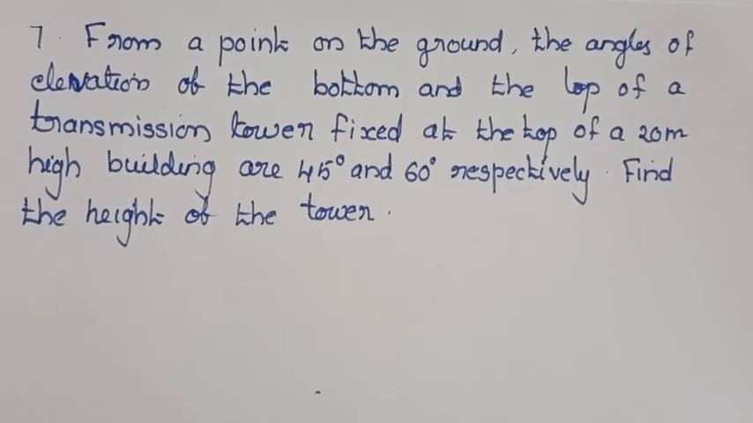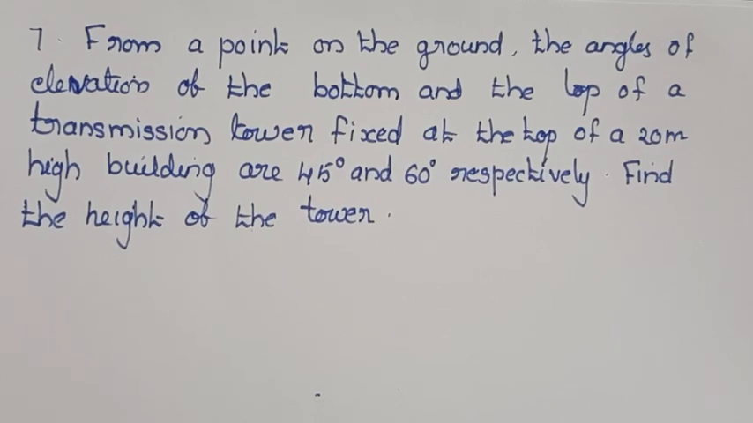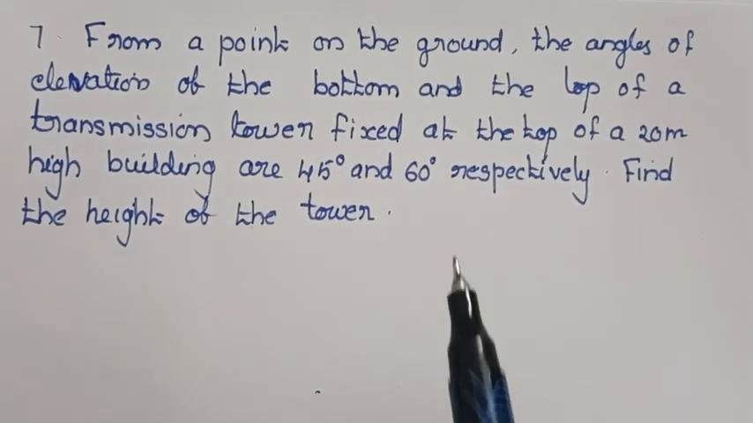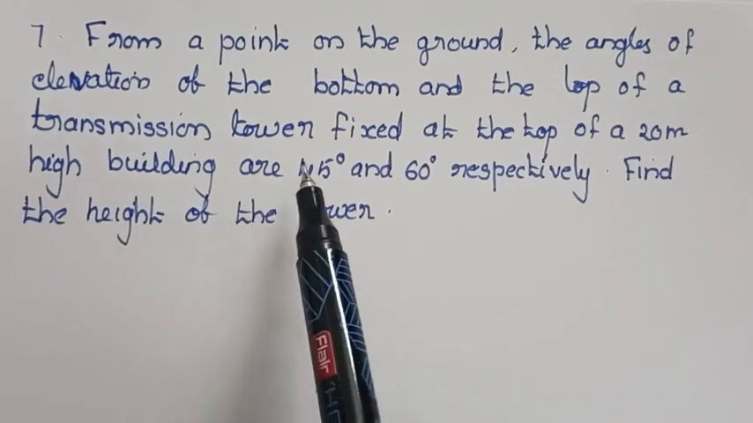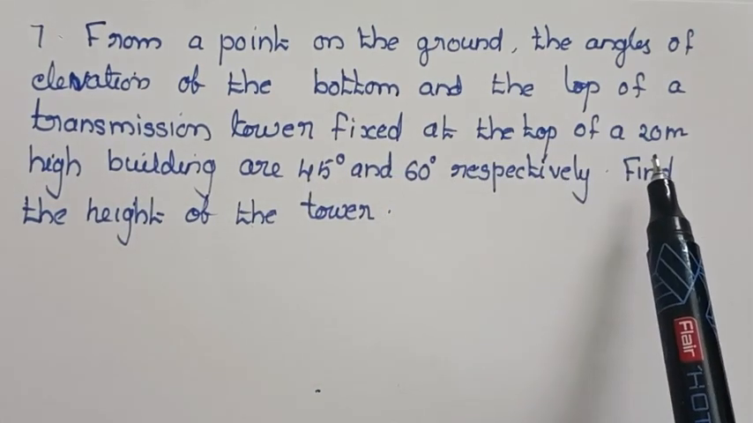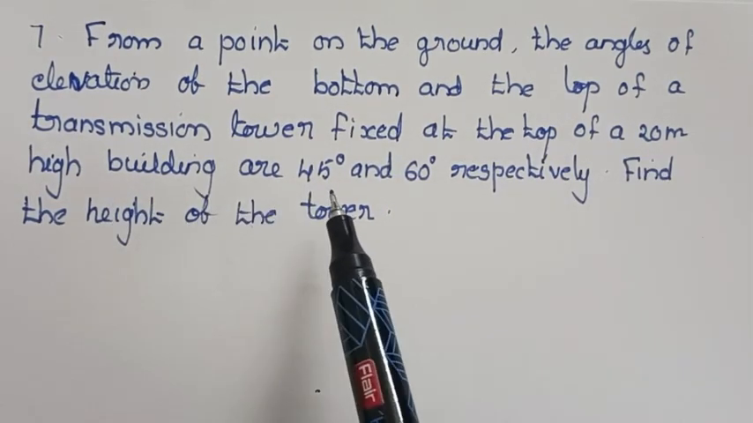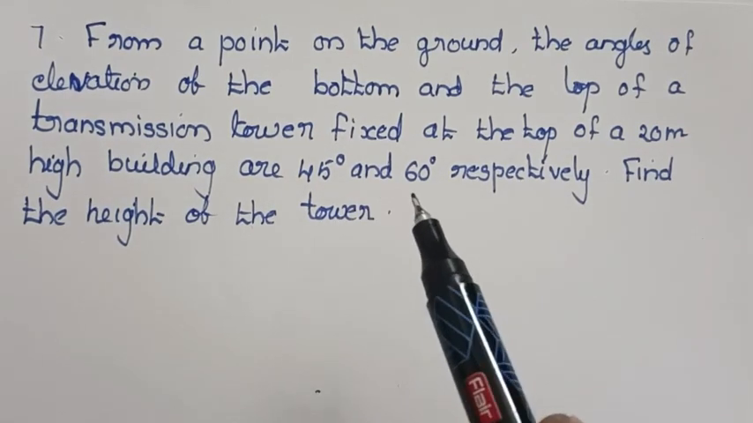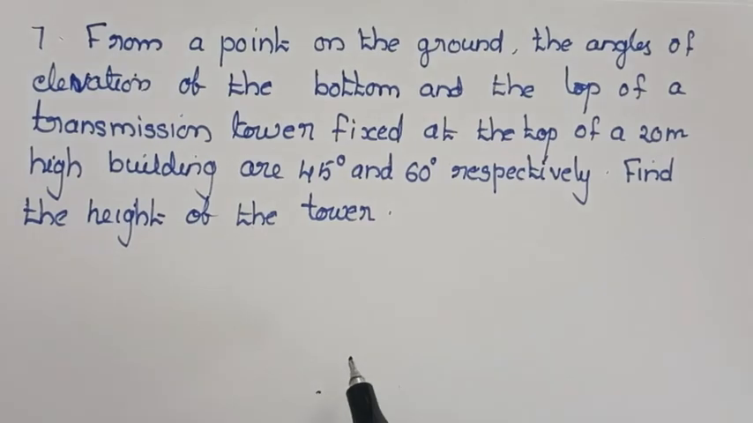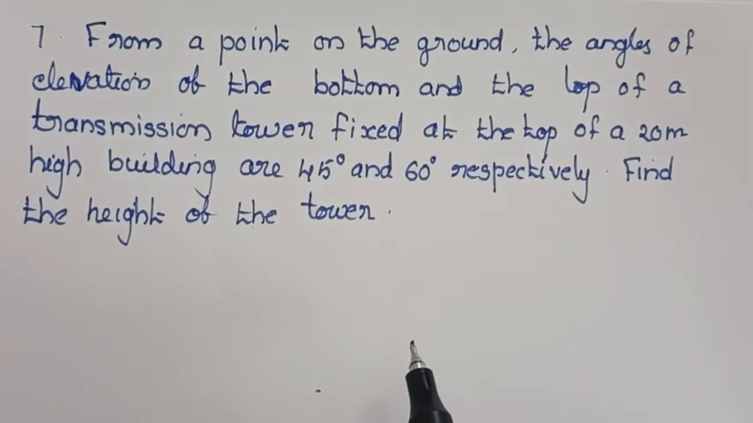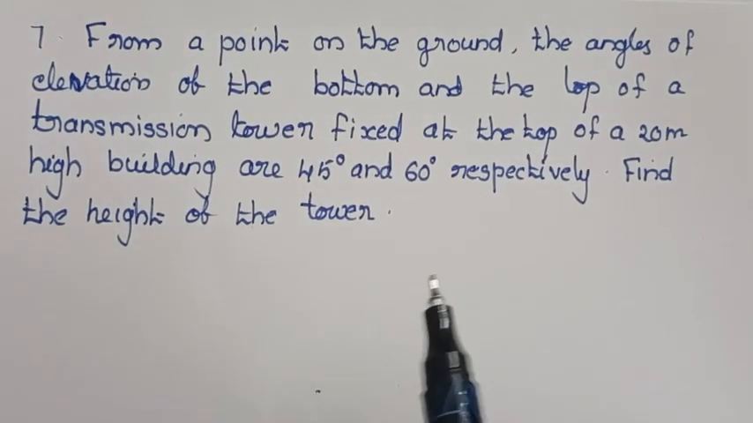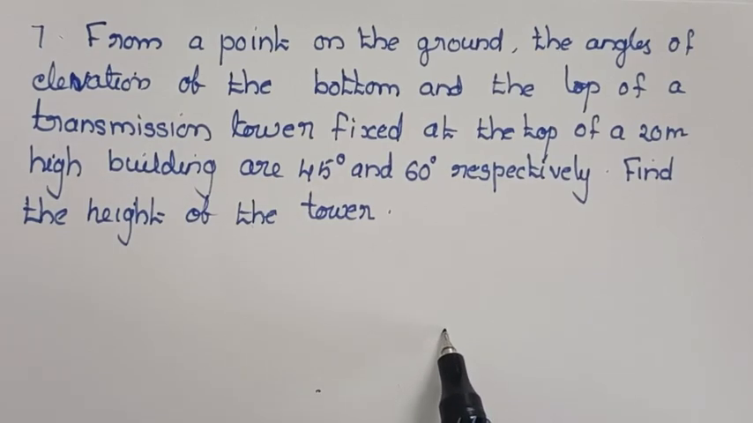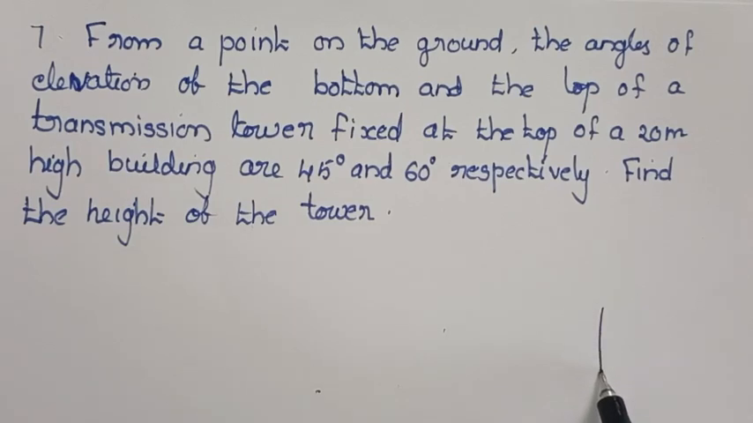7th question. From a point on the ground, the angle of elevation of the bottom and top of a transmission tower fixed at the top of a 20-meter high building are 45 degrees and 60 degrees respectively. Find the height of the tower. So here we can draw a 20-meter high building.